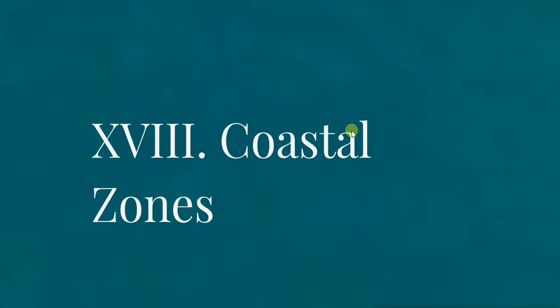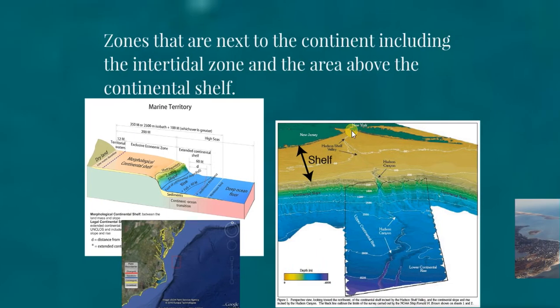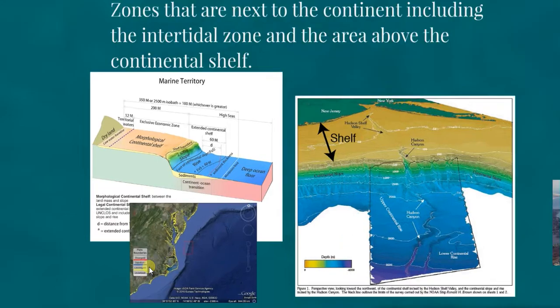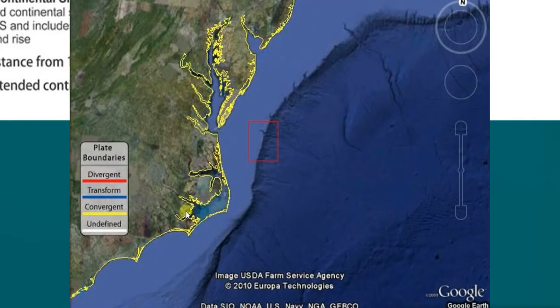Alright, so we talked about coastal zones. Coastal zones are next to the continent, including the intertidal zone, an area above the continental shelf. Alright, so you guys probably don't know what the continental shelf is, so let's talk about that really quickly. So here, this is like, I don't know, New Jersey, or no, this is like South Carolina. I don't know. It's off of the east coast of the United States, somewhere there.